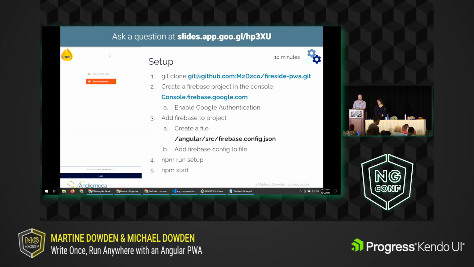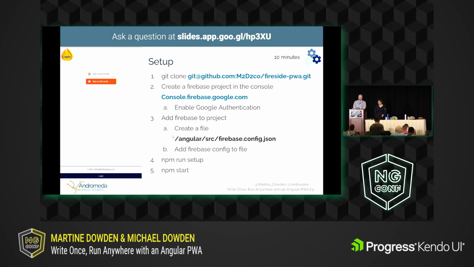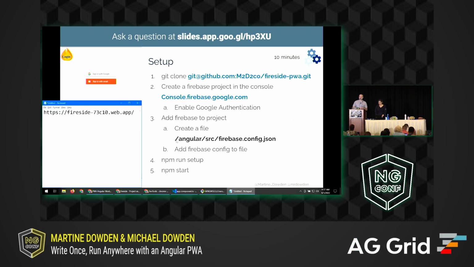Once you've done that, you're going to create a file in this path in the project, under Angular SRC, and you're going to create a firebase.config.json file, and that is where all your Firebase config lives. Note that it is a JSON file, so when you copy the config, it has a variable assignment at the front. Get rid of that so that it's just a pure JSON object. And if you want to see the demo application, that is the URL for the demo application.